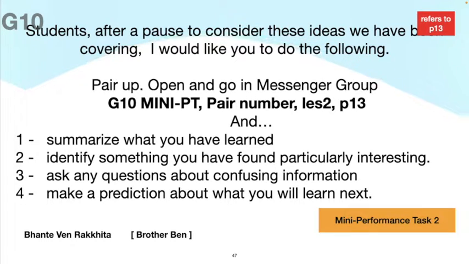So students, after a pause to consider these ideas we have been covering, I would like you to do the following. Pair up. This goes in twos. Open and go in messenger group G10 mini PT and then your pair number, lesson 2, page 13. And 1, summarize what you have learned. 2, identify something you have found particularly interesting. 3, ask any questions about confusing information. And 4, make a prediction about what you will learn next.